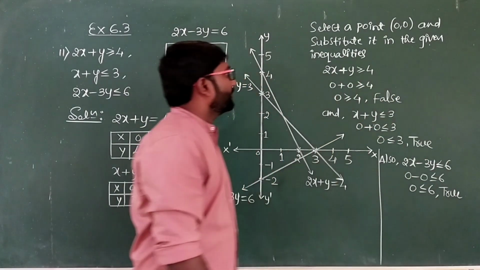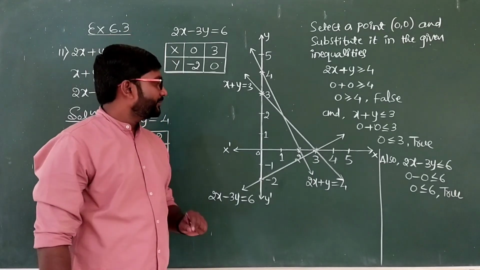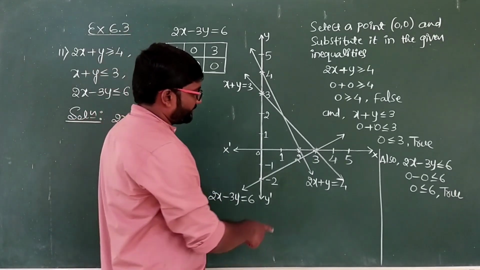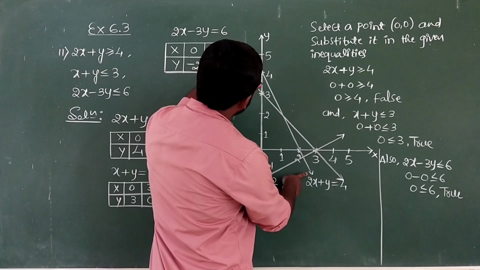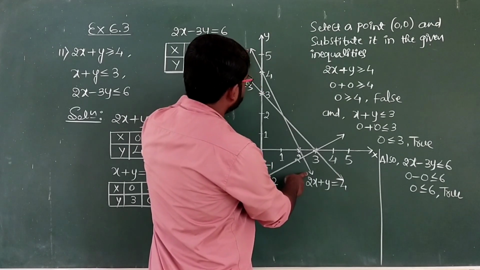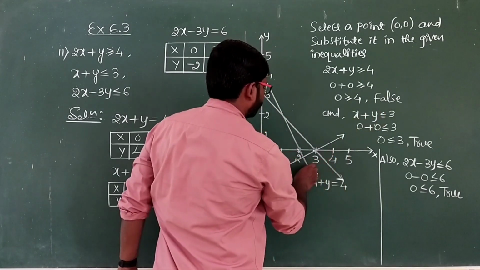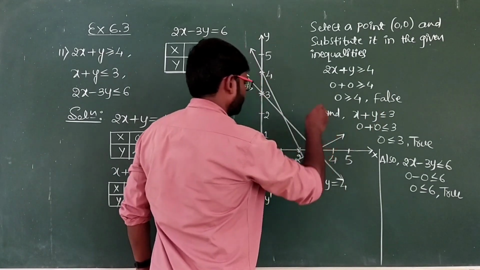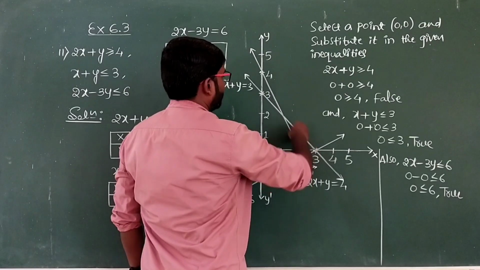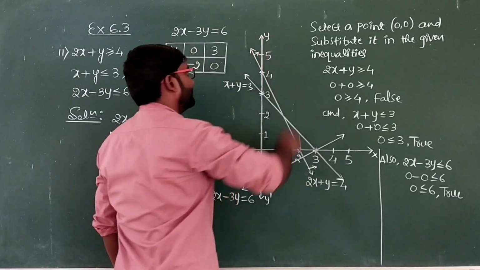So now for 2x plus y equal to 4, it is false. So for this line it is false. That means we have to shade the region away from the origin for this line. We have to shade the region away from the origin.